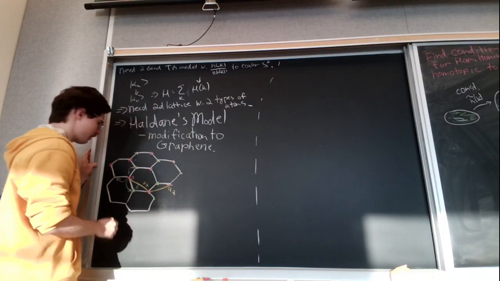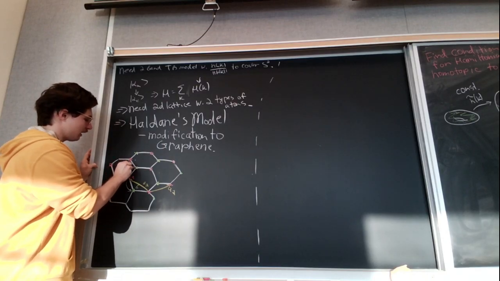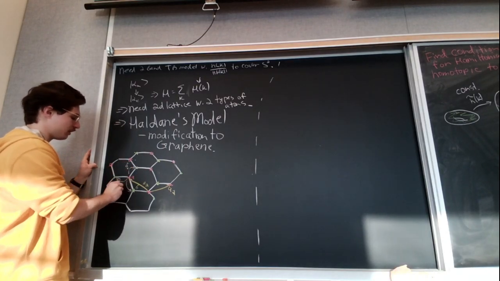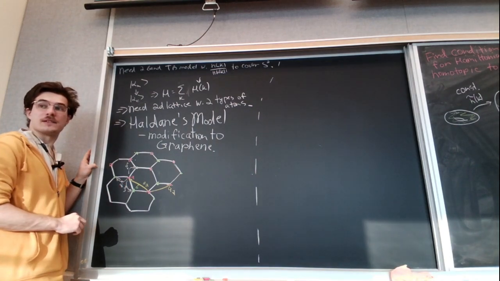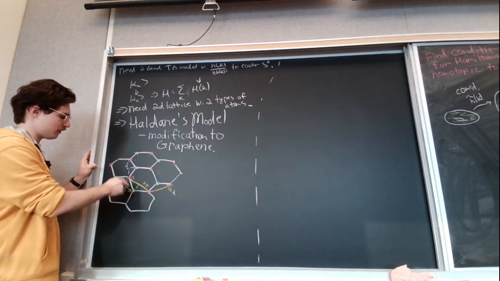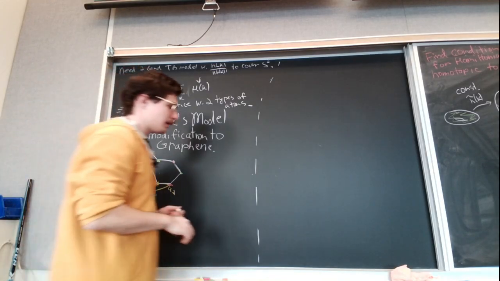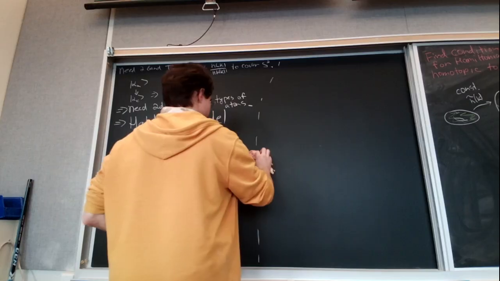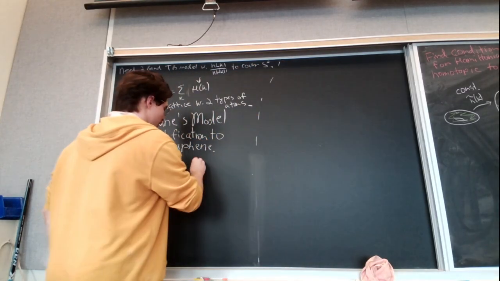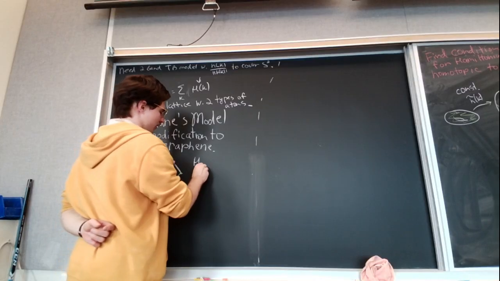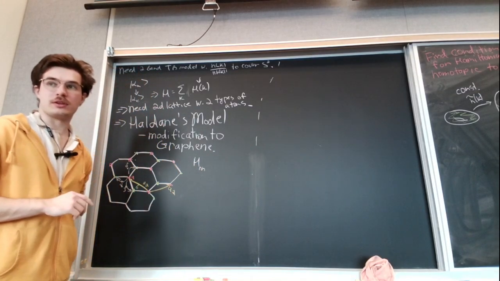And let's say that this vector is delta 1, this vector is delta 2, this vector is delta 3. Do you agree? I'm just going to call these vectors delta 1, 2, 3. In that case, let's write down the nearest neighbor hopping Hamiltonian.